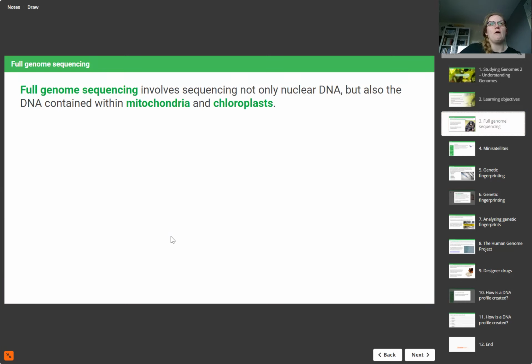But we also, as you know, have DNA inside our mitochondria, and in plants, in chloroplasts and mitochondria. So when we do a full genome sequencing, we also have to include DNA that's in mitochondria and chloroplasts, if the organism has chloroplasts. That is a really important point to take away at A level: full genome sequencing involves nuclear, mitochondrial and all chloroplastic DNA. So all our genes in an organism.